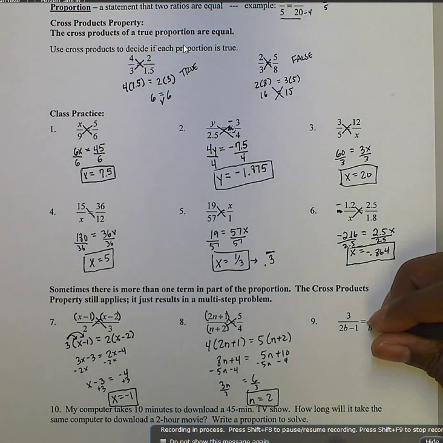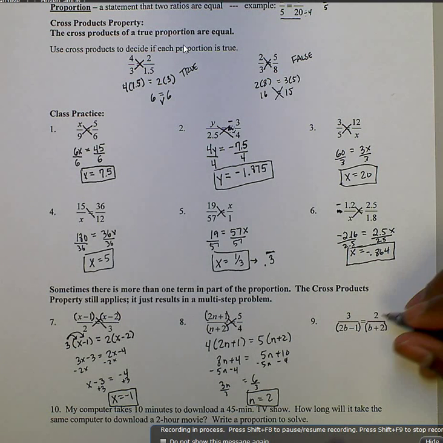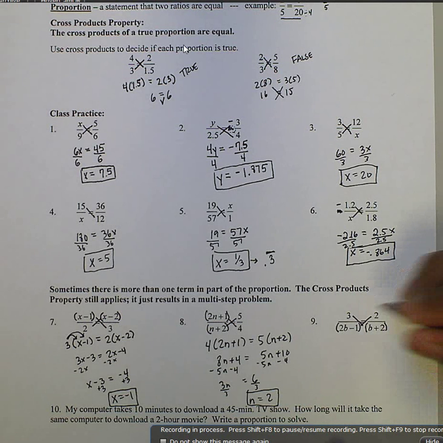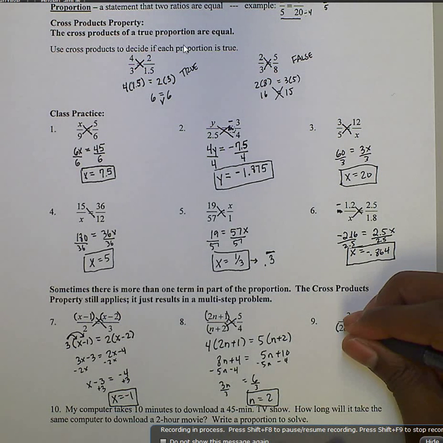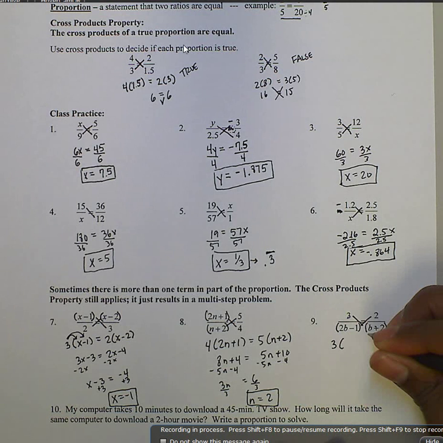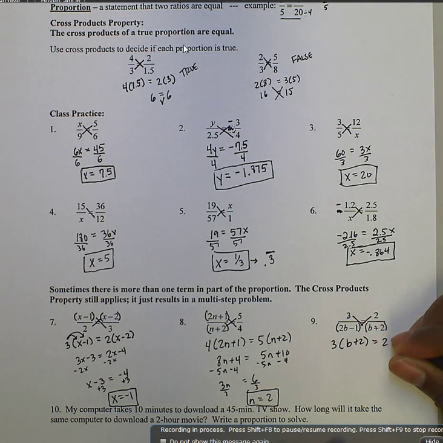Alright, so I see addition and subtraction in the denominator, so I'm going to put parentheses around those so I can make sure they're grouped together. I've got cross multiplication here, so I have 3 times (b + 2), and I have 2 times (2b - 1).